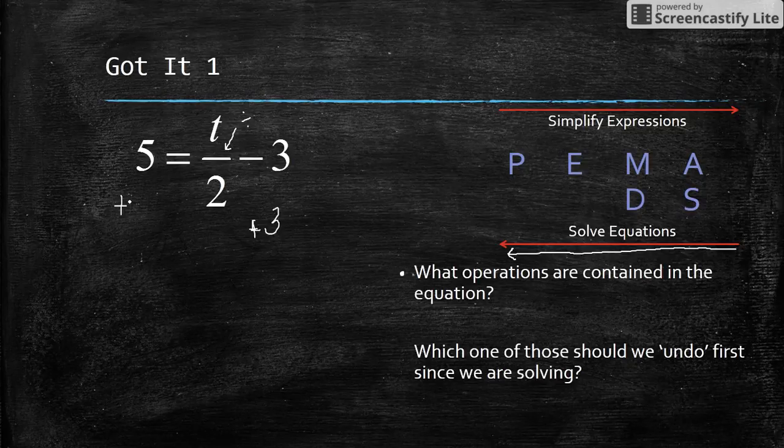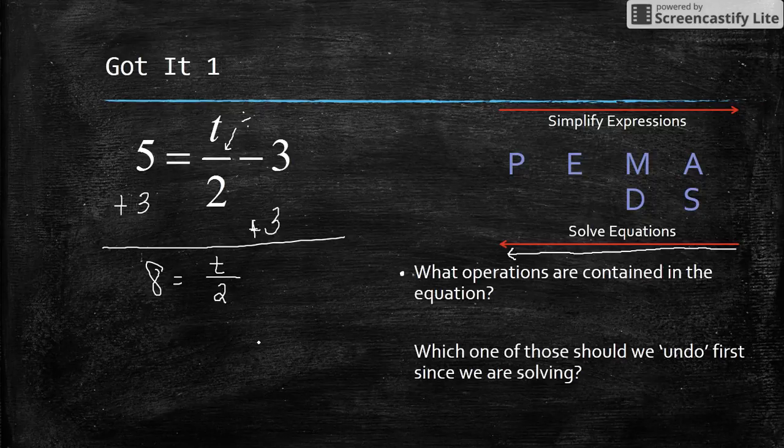Sorry, my pen's giving me a hard time. And here's a plus 3. So my 5 plus 3 gives me 8. And that is equal to just a t divided by 2. And my minus 3 and my plus 3 from up here are going to zero each other out, so that part goes away.